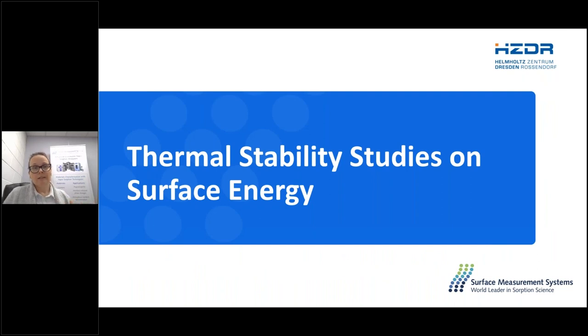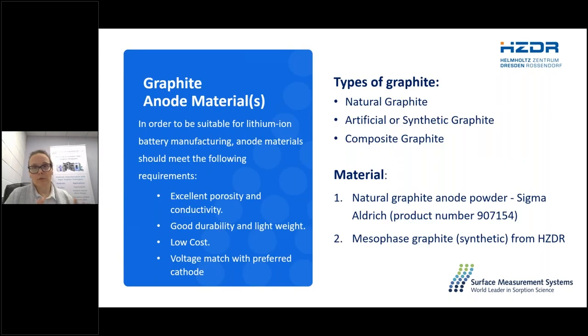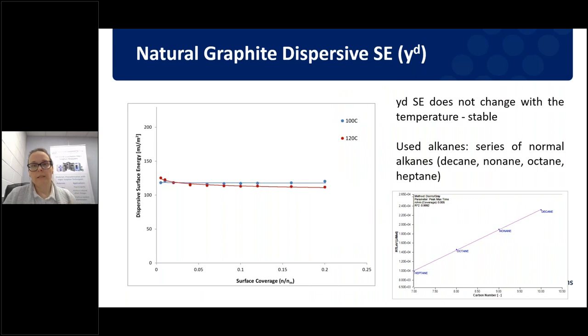So the results on the thermal stability: at the moment, we just focused on the effect of the temperature on the surface energy of these different materials. First we investigated the graphite samples. We had natural graphite and synthetic graphite. The natural graphite was from Sigmology, specially made for anode powder, for battery application. And the mesophase graphite is from an Institute.